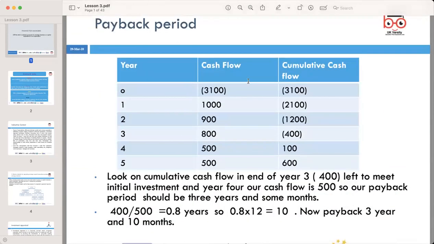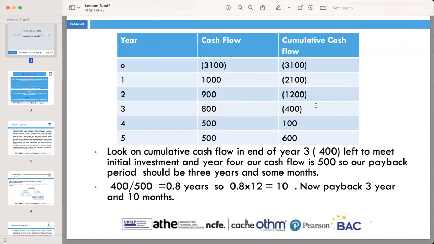Here is a calculation. For example, it shows year, cash flow and cumulative cash flow. If we have a cumulative cash flow of $31,000 at the end of year 3, and our cash flow in year 4 is $500, the payback period would be 3 years and 10 months. This means it would take approximately 3 years and 10 months to recover the initial investment of 31,000 pounds, or sorry, dollars.